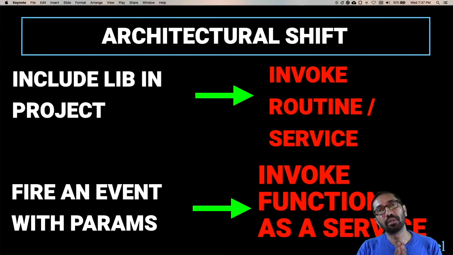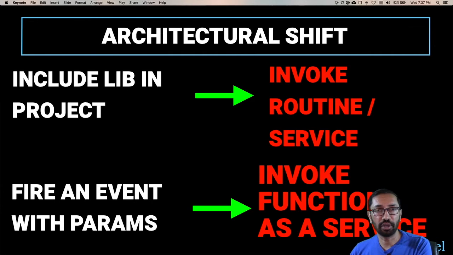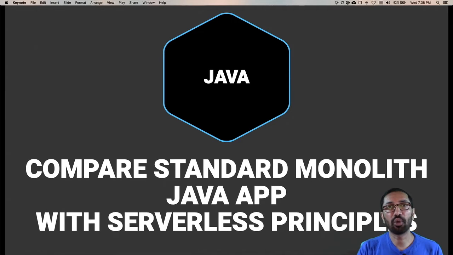But the shift that we're making here is we think that we're going to now create some kind of event with some parameters and invoke a function as a service, a cloud function basically. So instead of including a library in our project, we say, okay, I'm going to create a new cloud function that I'm going to fire with this event, with these parameters, and it will go run. So a little bit of shift in thinking as a software developer for how we're going to build out these things.